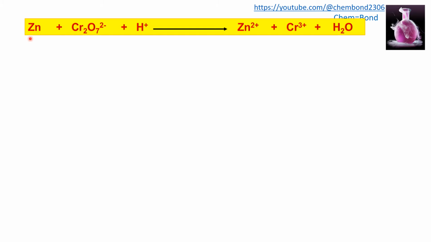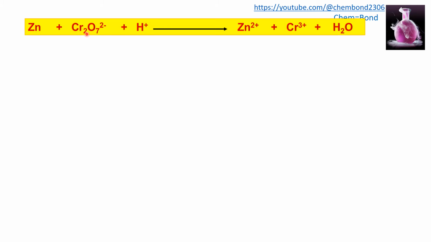The next reaction is zinc. It will combine with dichromate in the presence of acidic medium. It will produce zinc plus 2, chromium plus 3 and water. First we will split the half reactions, that is the oxidation half reaction and the reduction half reaction. If we look at zinc, zinc is in 0 state. It is converted to plus 2, which means that zinc will lose electrons. So it is the oxidation half reaction.